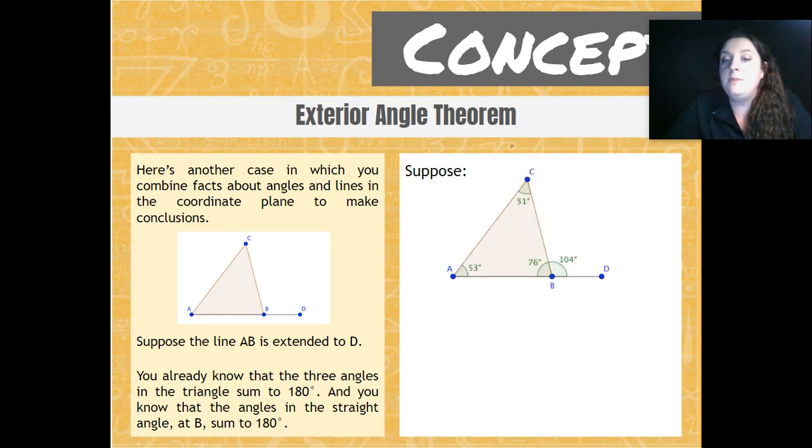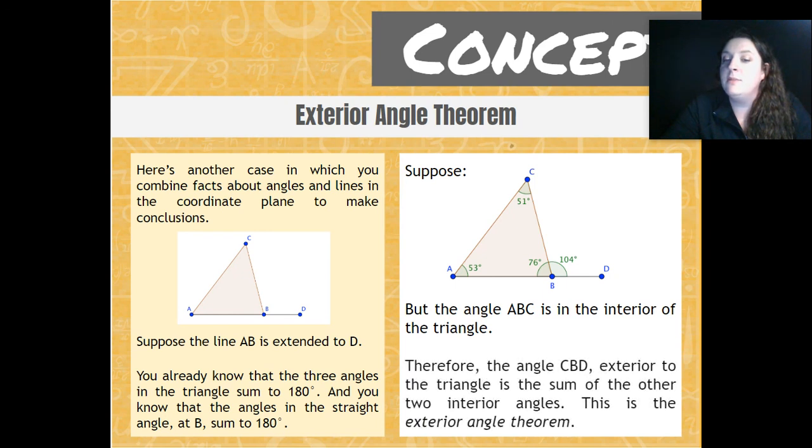Suppose your angles are as shown. But the angle ABC is in the interior of the triangle. Therefore, the angle CBD exterior to the triangle is the sum of the other two interior angles. That is the exterior angle theorem.